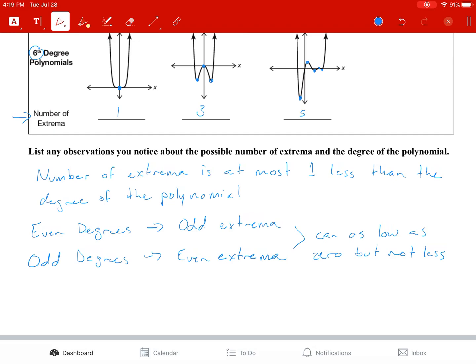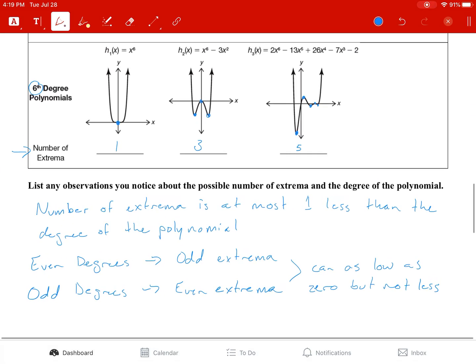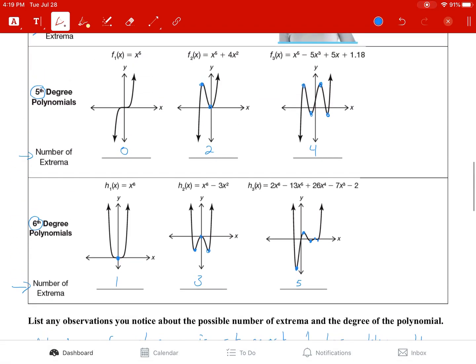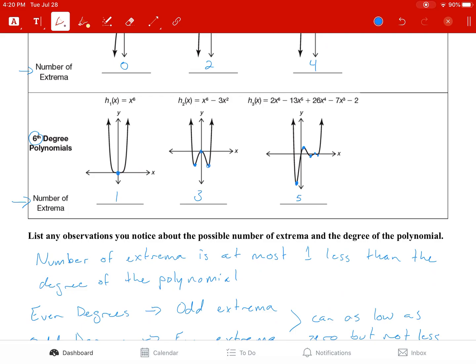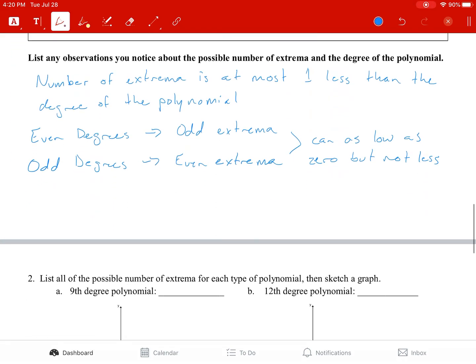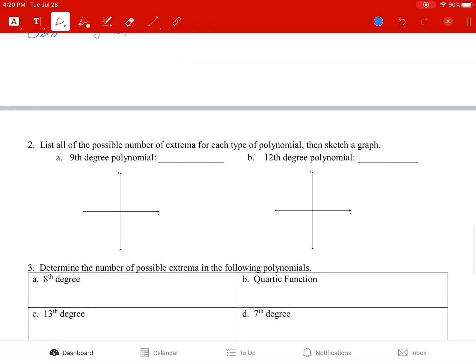So for the even degrees, you can go all the odd numbers. For the 6th degree, we saw we had 5, 3, and 1. It's always got to be an odd number, so it doesn't go to 0, because 0 is an even number. But the 5th degree is the odd degree, so you get 4, 2, and 0. So if we look at just the degree of a polynomial, we can guess how many extrema it might have, which is the next piece.